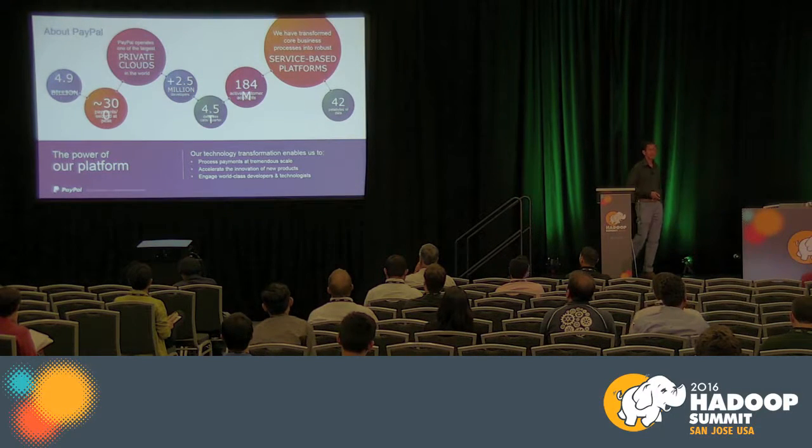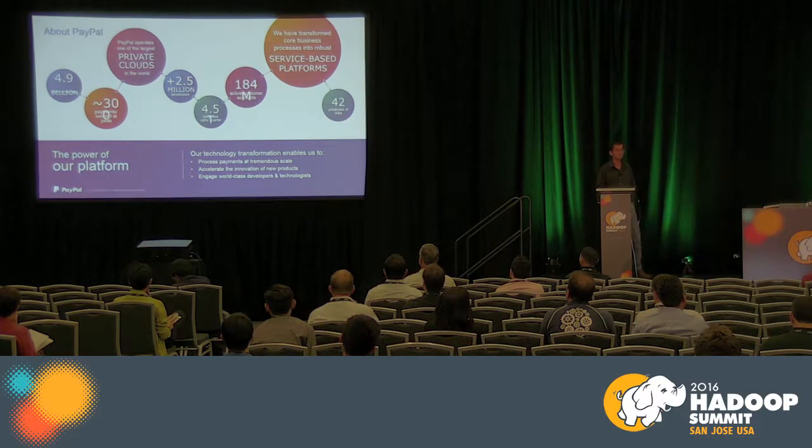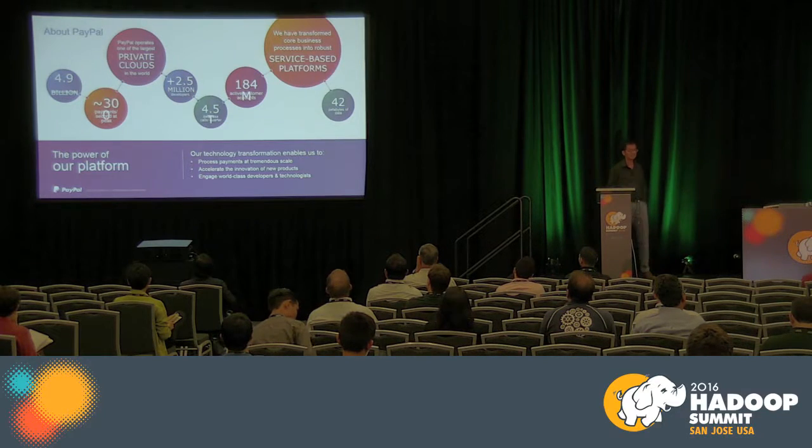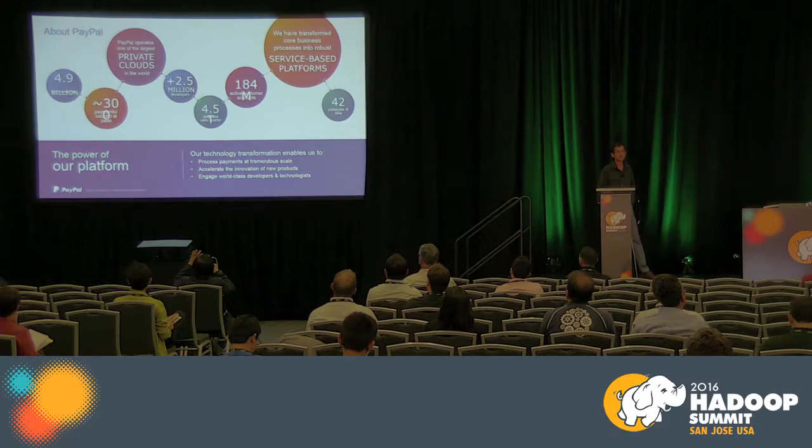Briefly about PayPal, we operate one of the largest payment networks. We have processed about 5 billion transactions in a year, about 300 payments per second on average. At peak, we process over 3,000 payments per second. We keep all our customers' data secure, so we operate one of the largest private clouds in the world.